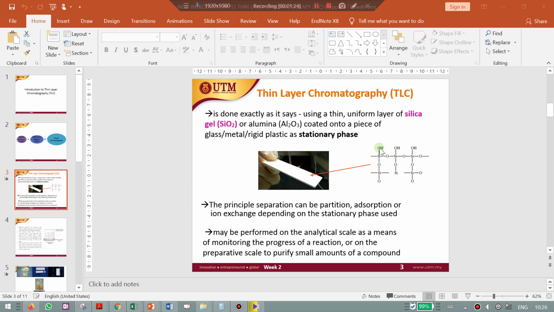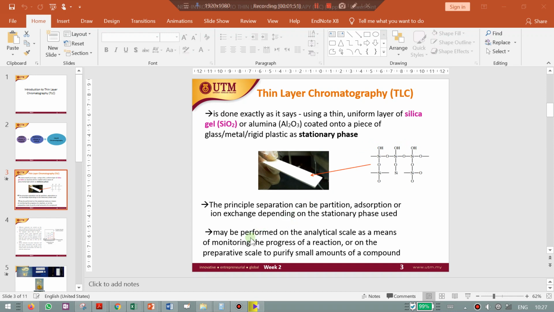But if, for example, they modify the surface of the silica oxide to form ion exchange, so they add ions over here, it becomes ion exchange TLC. If they want to use partition, which is liquid to liquid, they bond some liquid onto the outside of the silica gel, so it becomes a partition separation.